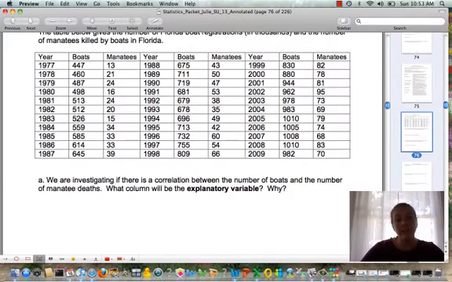So we're investigating if there's a correlation, and remember from your vocabulary on page 75 that a correlation measures the direction and strength of this relationship, and we're looking specifically if it's a linear relationship. So we're looking for a correlation between the number of boats and the number of manatee deaths.